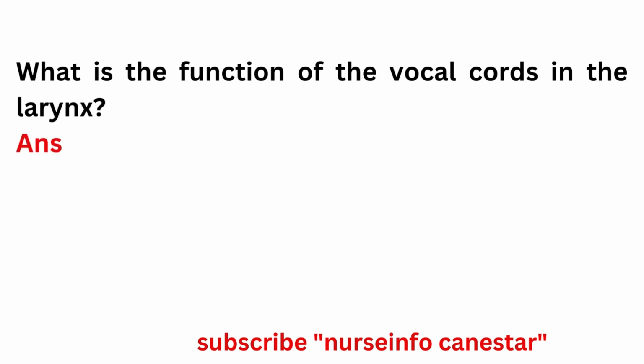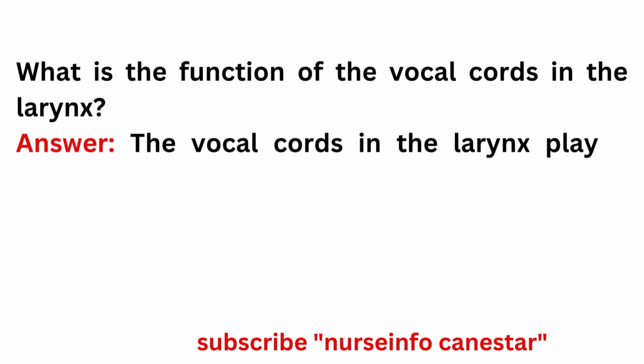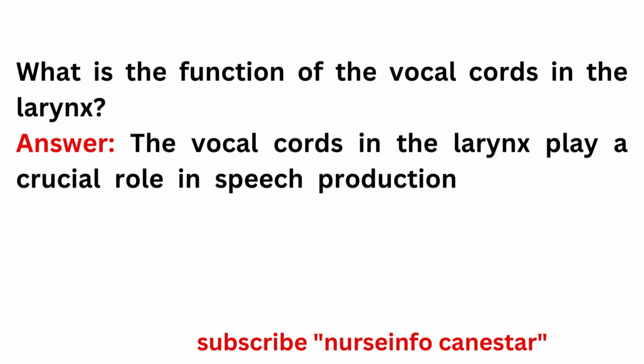What is the function of the vocal cords in the larynx? Answer: the vocal cords in the larynx play a crucial role in speech production by vibrating and producing sound when air passes through them.